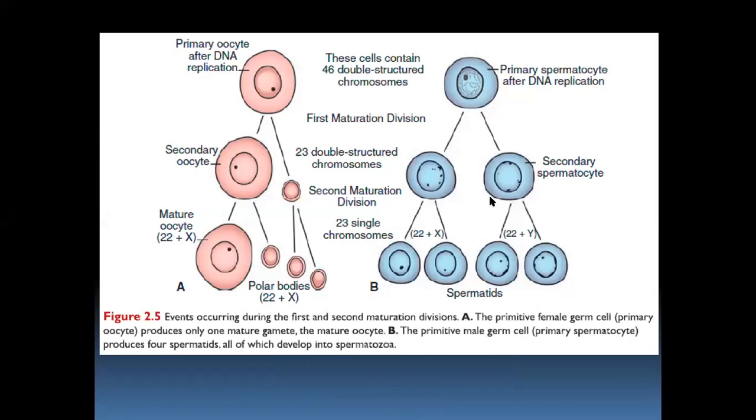Now, where does this meiosis happen? Meiosis happens in the germ cells. What are the germ cells? The oocyte and the spermatocytes. As a result, what is happening? One germ cell gives rise to four daughter cells, four daughter cells as a result of meiosis.